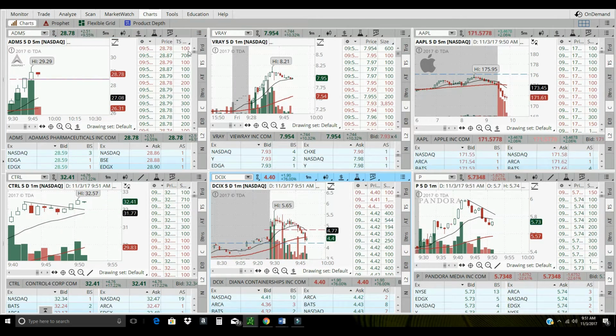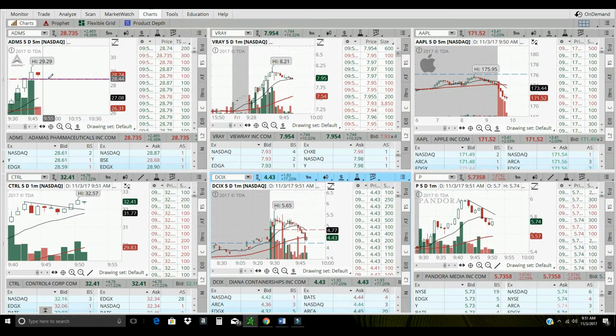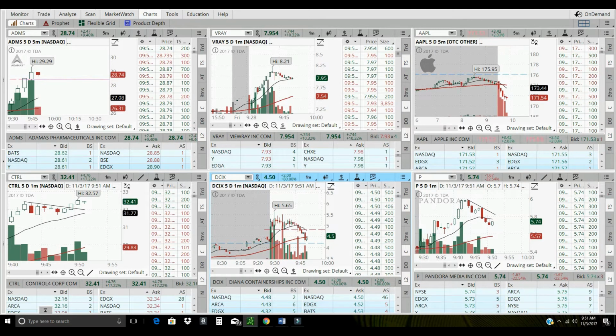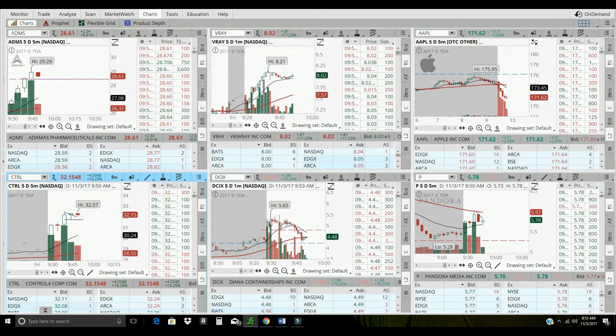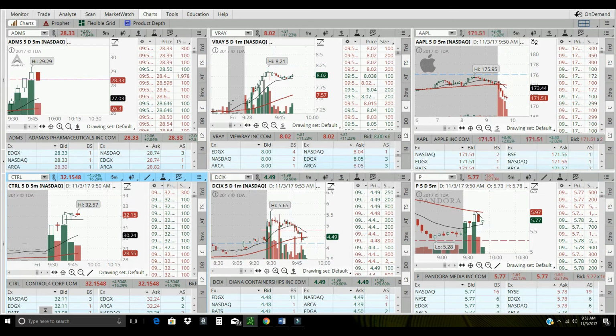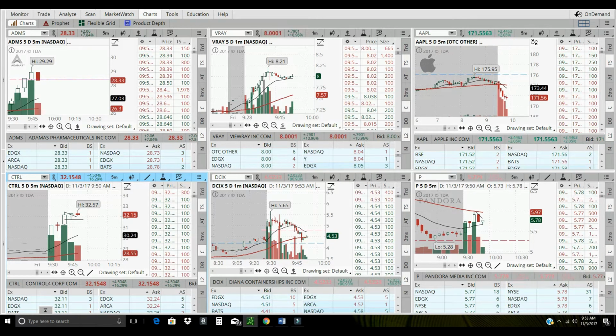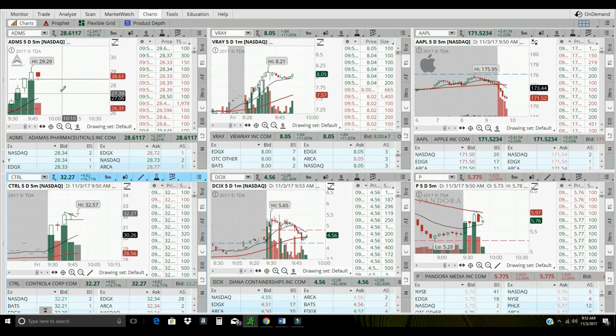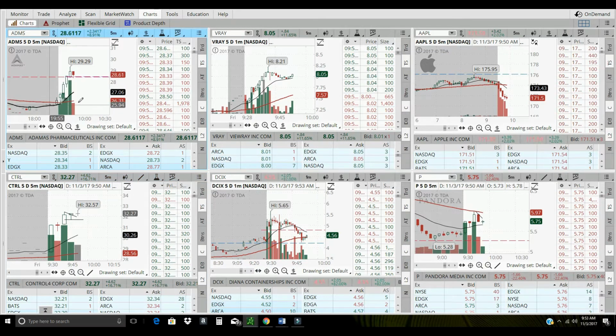Long CTRL at 32.34. Might get a first 5 minute pullback on ADMS. May get stopped out, lock in all that money. I'm gonna go ahead and flatten out of ADMS and get ready for a pullback. See if we can't get a bull flag set up out of this ADMS.